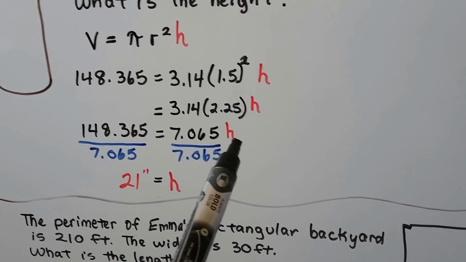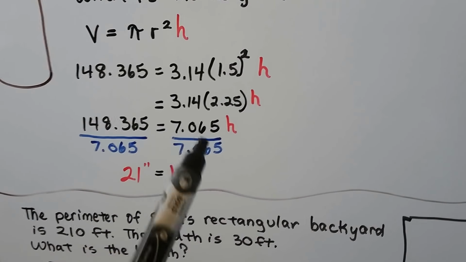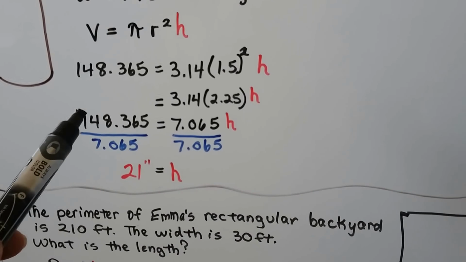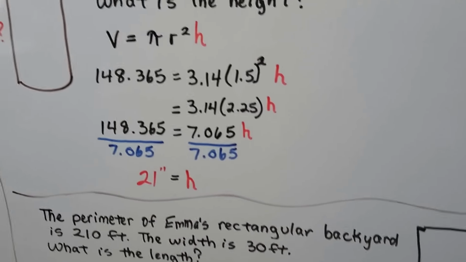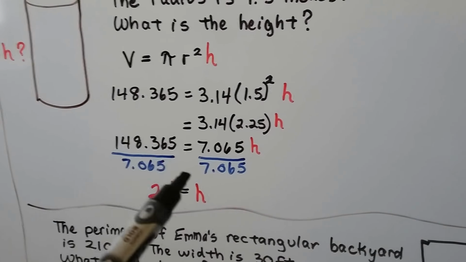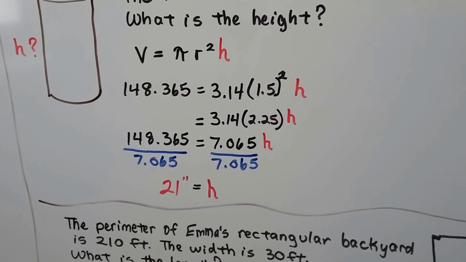We need to get h by itself, so we divide both sides by that big decimal, and it's got the same numerator and denominator, so that makes 1h. But on this side, when we divide the 148.365 by that decimal, we get a 21. So we know it's 21 inches tall. See? So we solved it for this letter, even though it says V equals, we were able to solve it for the height.